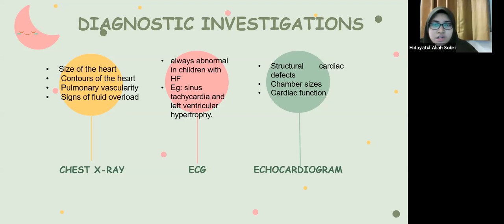And also ECG, it is often normal in children with heart failure, and it's generally non-specific. Examples of ECG findings in heart failure are sinus tachycardia and left ventricular hypertrophy. And with echocardiogram, we want to look for any structural cardiac defects such as ASD and VSD, and also chamber size, whether it is small or dilated. And also we want to assess the cardiac function.